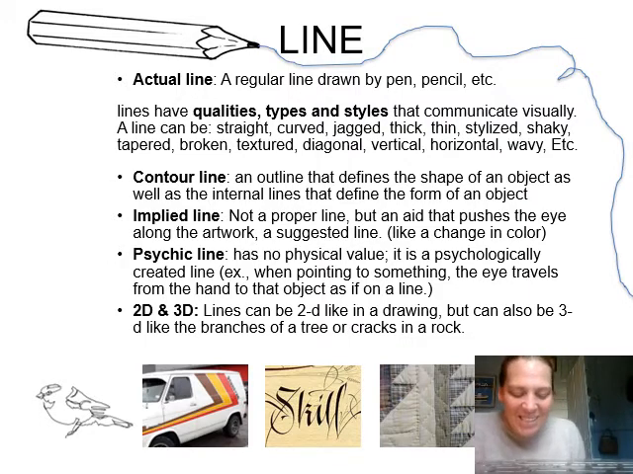2D and 3D lines. Sculptures also have lines. So it's important to remember the branches of a tree could appear like a line.